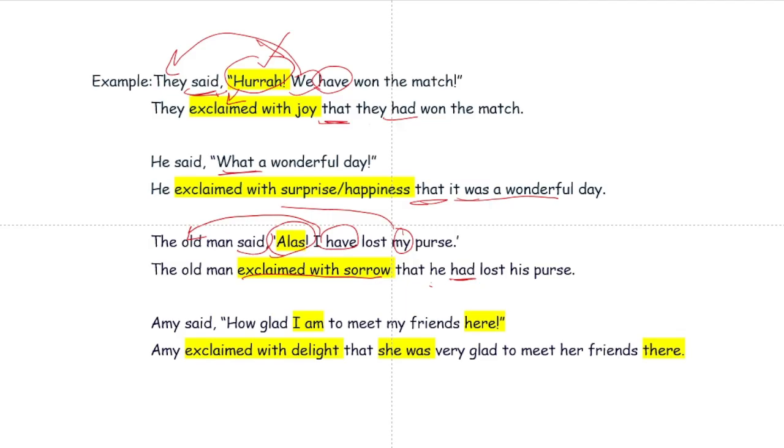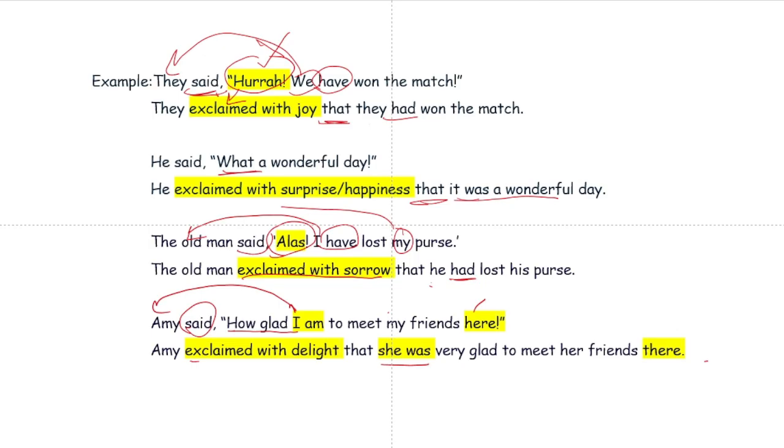Emmy said, "How glad I am to meet my friends here." Emmy, how glad. Now, can you see that it is a delight or a happiness? So this said will be replaced with exclaimed with delight. Emmy exclaimed with delight that, who is I here? I is Emmy. She. I am is written in present tense, so it will change into simple past tense. She was very glad to meet whose friends? My friends. So her friends here will change into their. Clear? I hope till here it is clear.